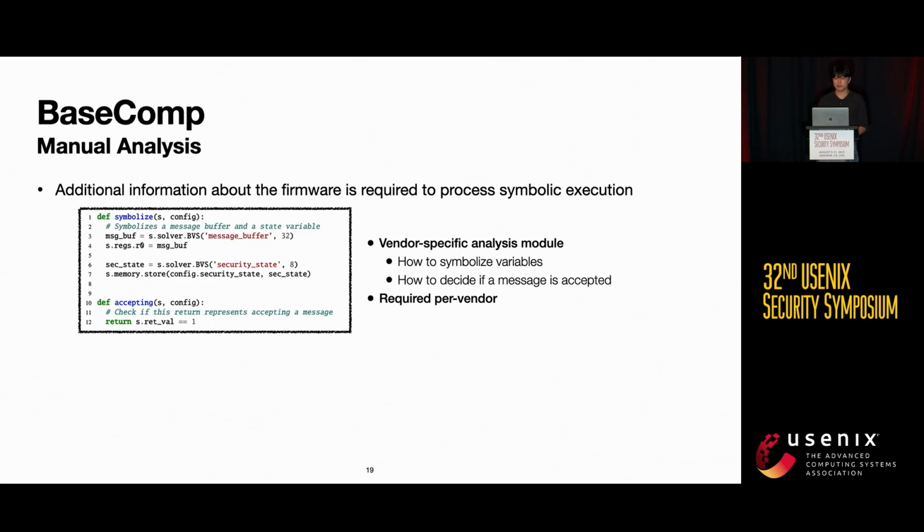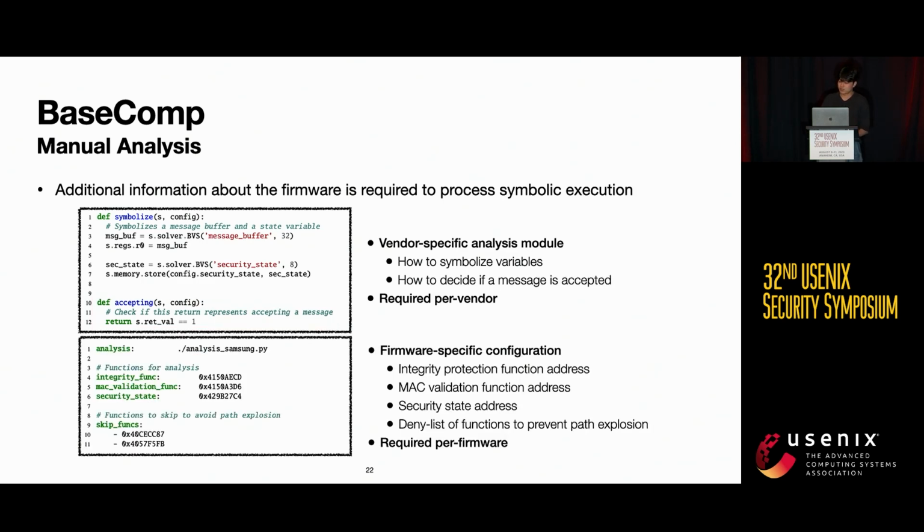First, BASECOMP requires a vendor-specific analysis module, which includes logic that differs by vendor, such as how to symbolize the variables or how to decide if a message is accepted. The symbolize function in the red box specifies that the message buffer is stored in the R0 register and the security state in an address specified by the user, which should be given through a configuration file. And the function accepting in this box specifies that a message is considered accepted if the return value of the integrity protection function is 1.